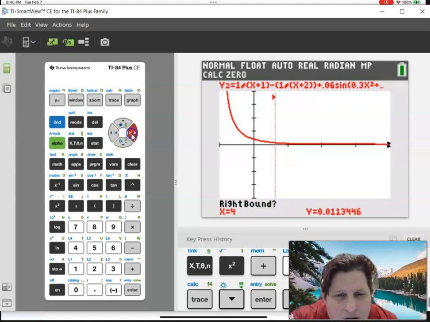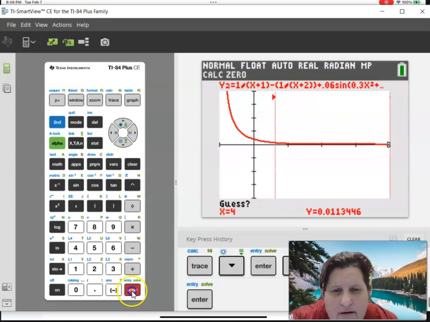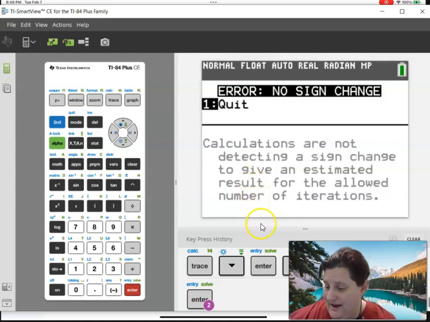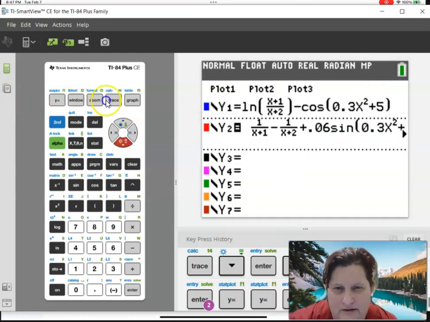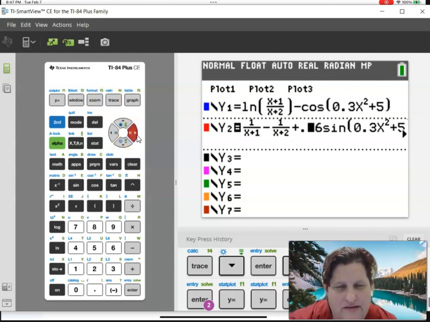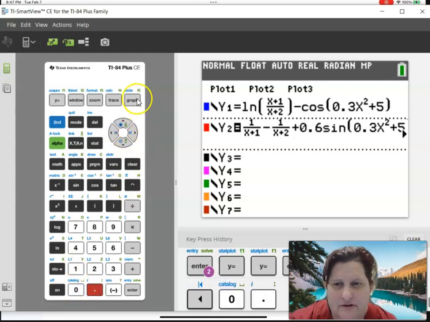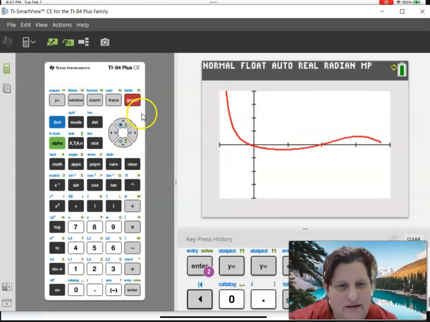Oh, come on. Never. Yes. Error, no sign change. So that means that this actually has, now I think I typed this in wrong, guys. Hold on one second. I did type this in wrong. Gosh darn it. You guys, I typed 0.06 instead of 0.6. So frustrating. The tiniest little things. This has a bunch of sign changes, actually.